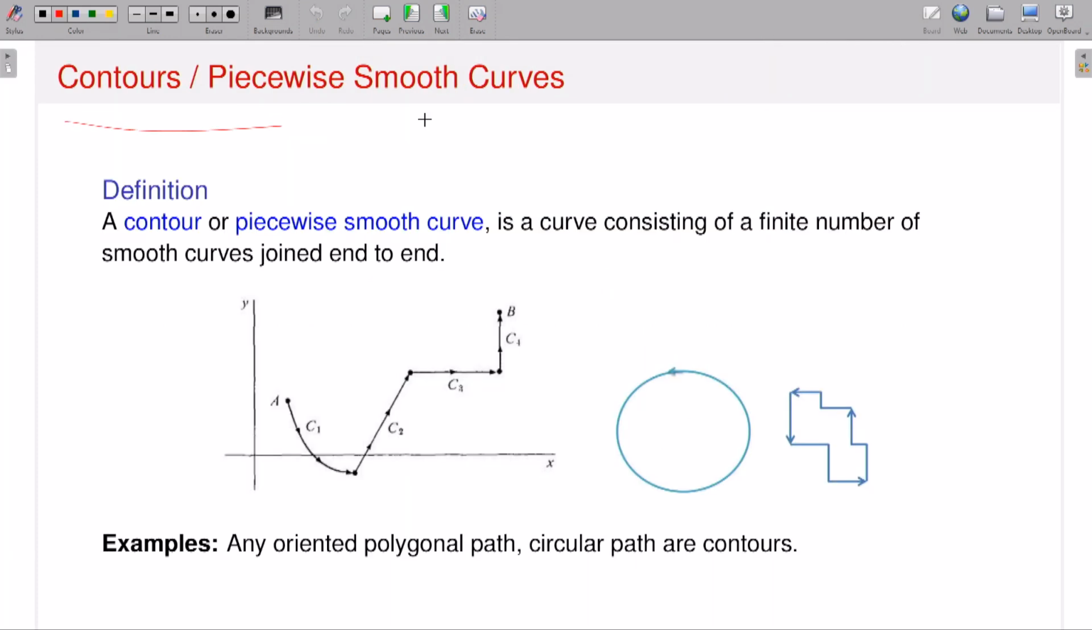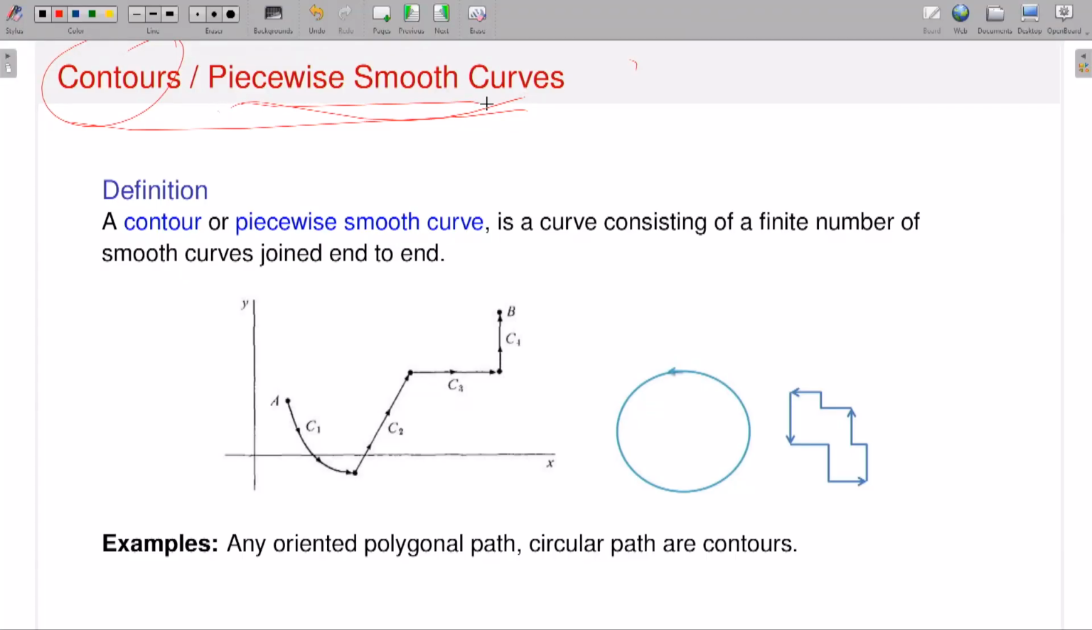Now I come to the definition of what is called a contour, or piecewise smooth curve. Smooth curves I have defined. Piecewise smooth curves means it is smooth, but not at all points. That means I can break my curve into finitely many pieces, and each piece should be smooth. That is the meaning of piecewise smooth curves.